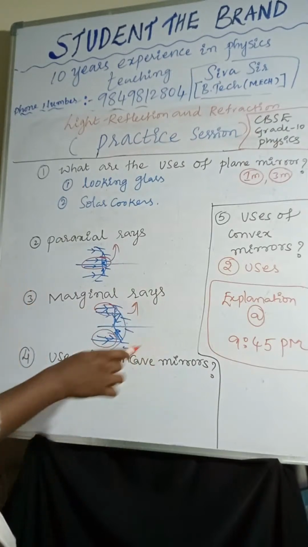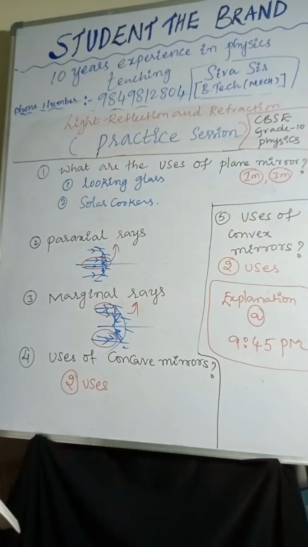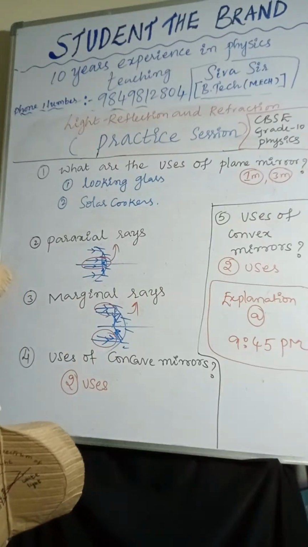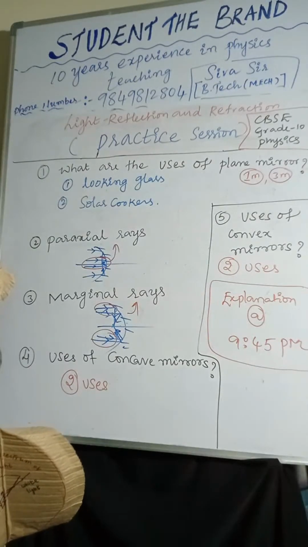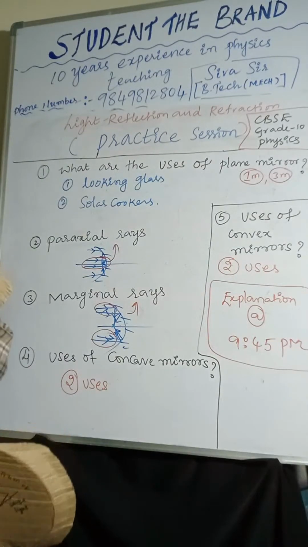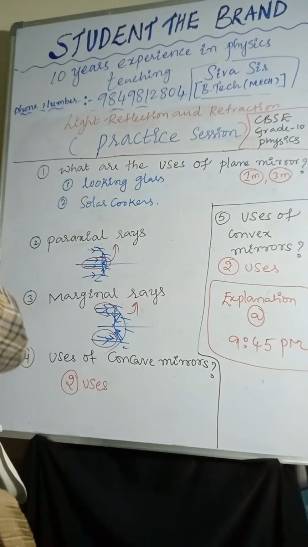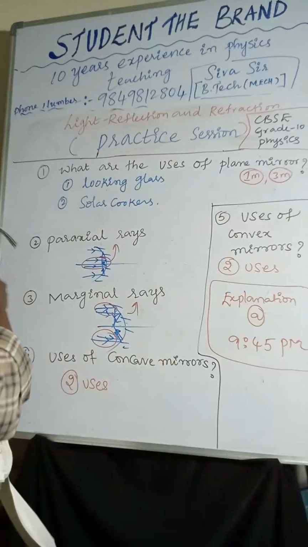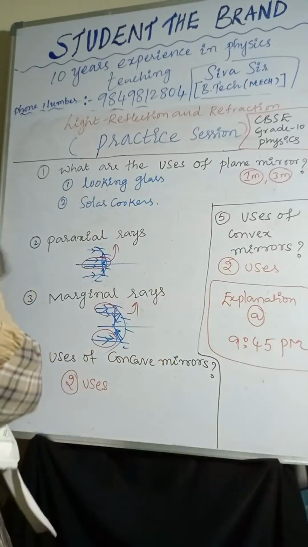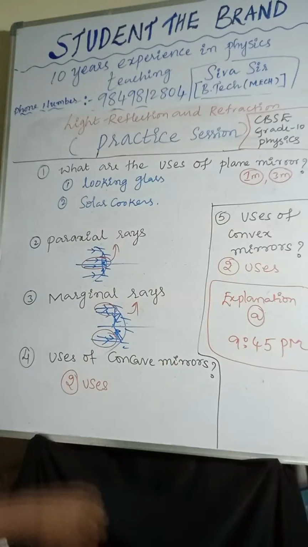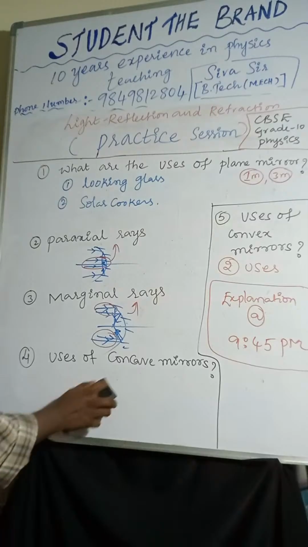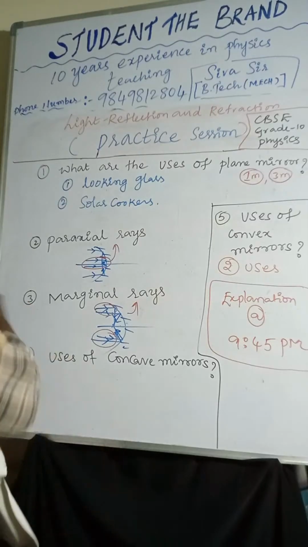Coming to the uses of concave mirror. Where are we using concave mirror? Concave mirror is used in torchlight, searchlight, shaving mirror, dentist's mirror, and solar cooker, also solar furnace. Used in torchlights and searchlights once again.